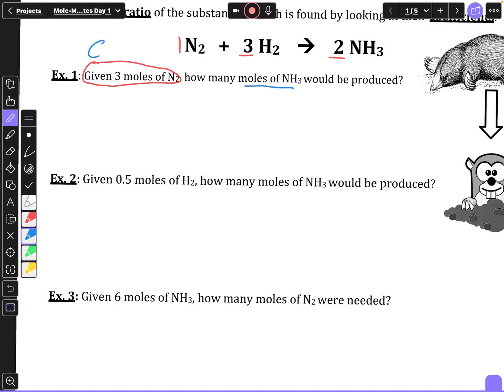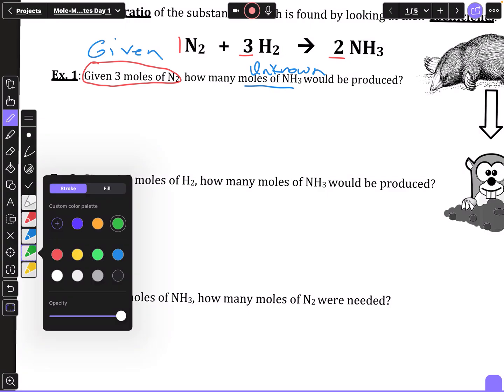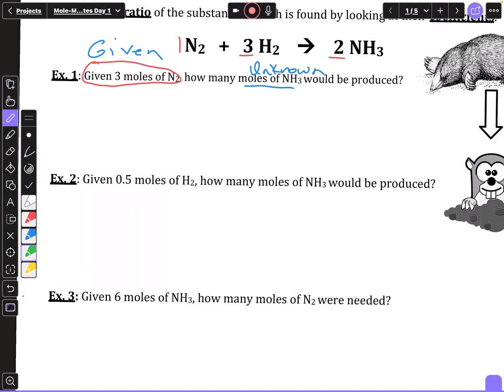So this is my given in the problem. This is my unknown, or what I want. So to work these problems the first way, I need to come up with a conversion factor. What two things am I relating? Well, I'm relating moles of N2 to moles of NH3.